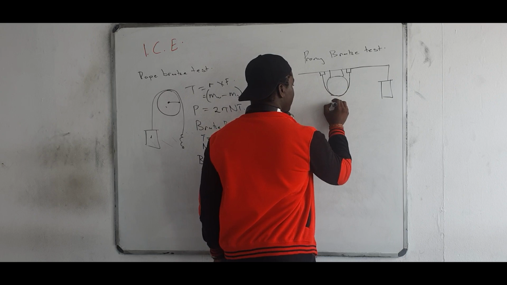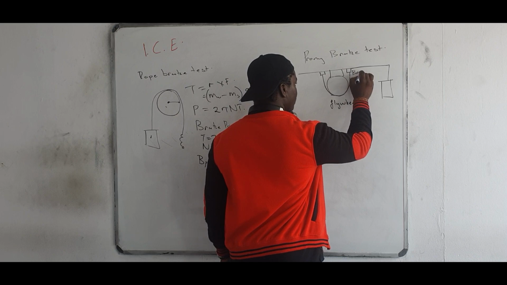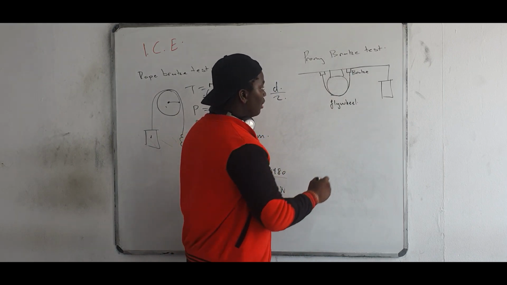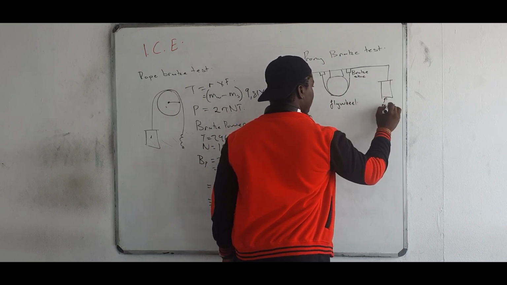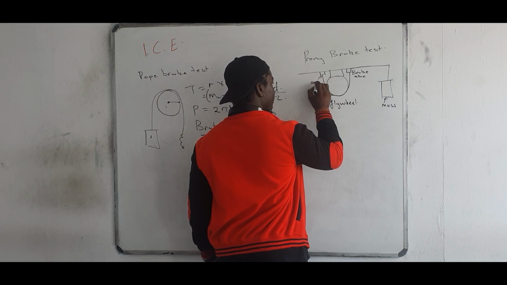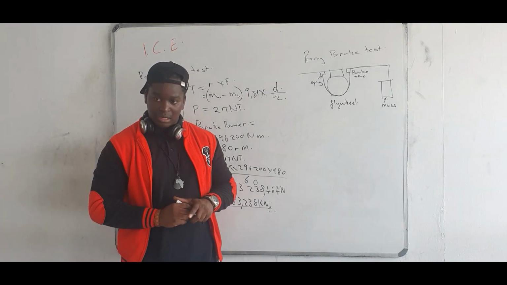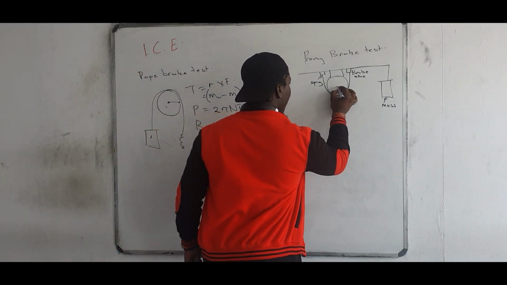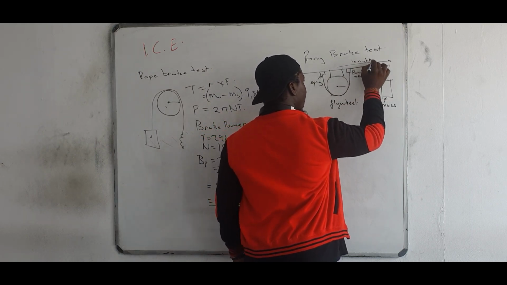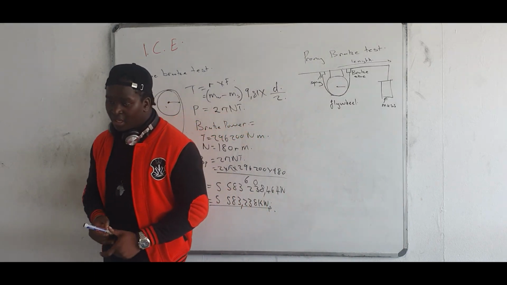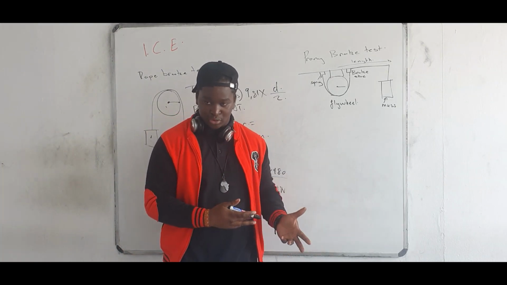Okay, so this is your flywheel, this is your brake shoe, then this is your mass, then this is your spring. So what we've done in this case is we've replaced the radius of the flywheel, and now we're looking at the length of the arm. That's the most important now. If you can get this thing to move over a long distance, that means you don't need that much force.